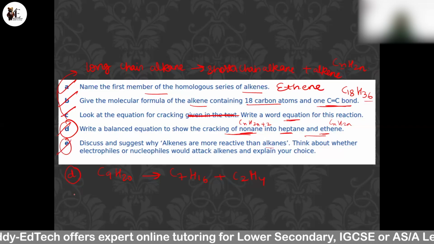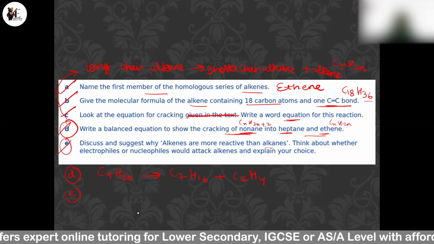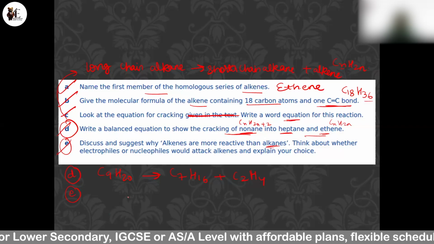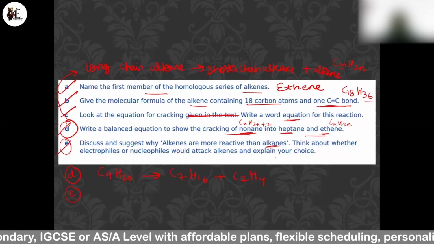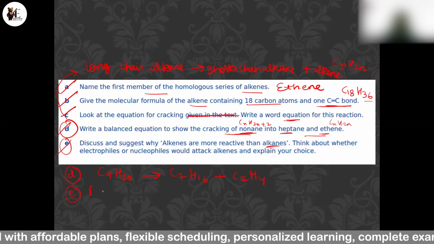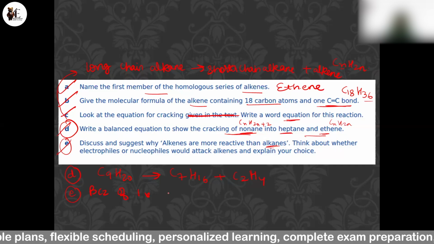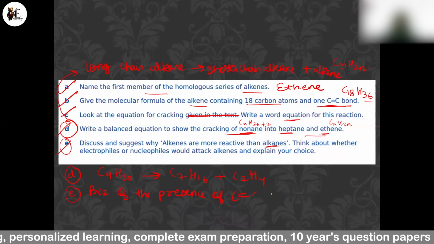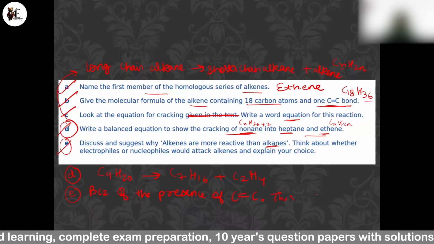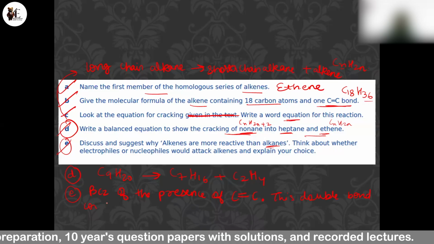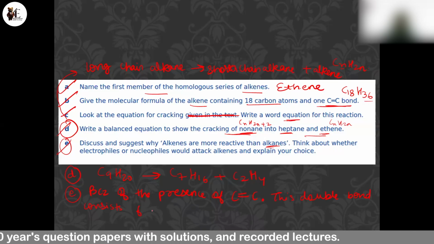Next question. Discuss and suggest why alkenes are more reactive than alkanes. Alkenes are always more reactive than alkanes. So why are alkenes more reactive? What do you think? Because of the presence of the carbon-carbon double bond. And we know that this double bond consists of one sigma and one pi bond.